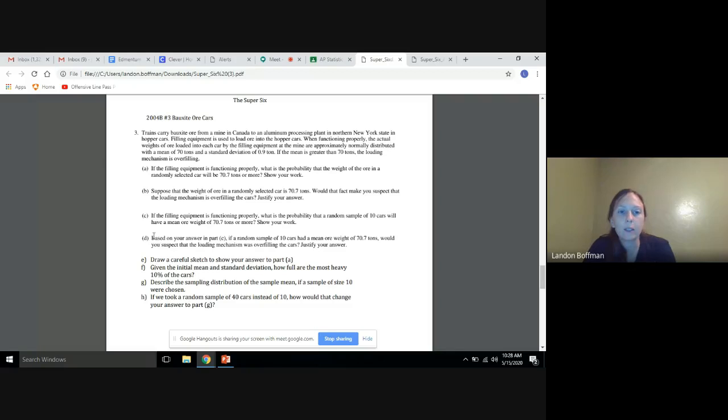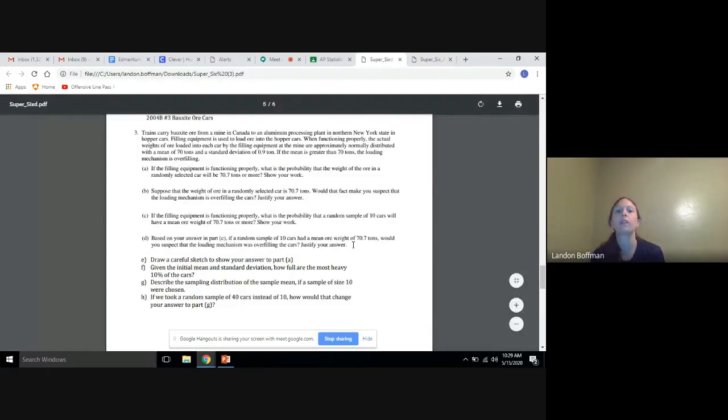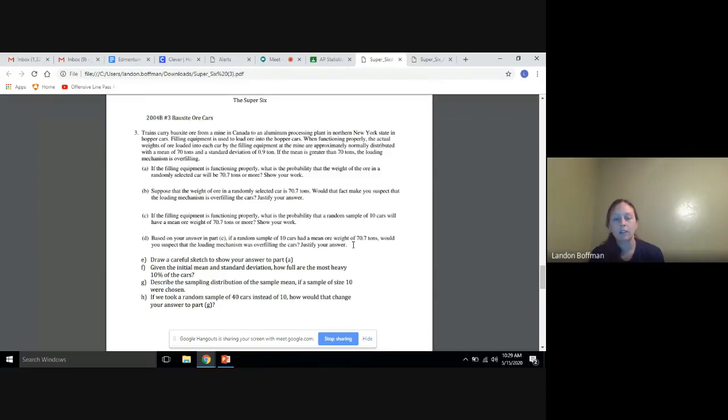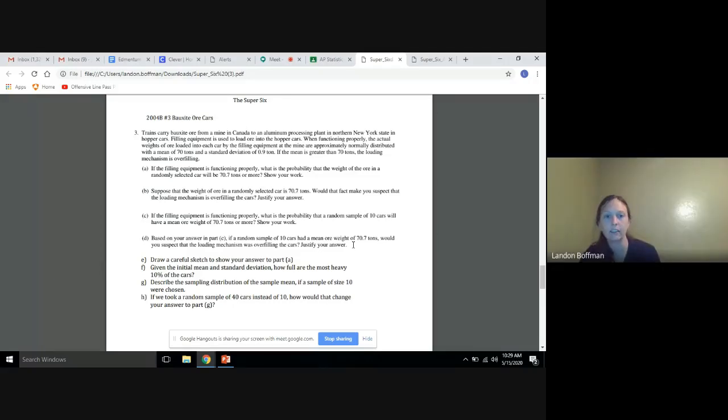So I guess that kind of leads into part D. Based on your answer in part C, if a random sample of 10 cars has a mean weight of 70.7, would you suspect that the loading mechanism is overfilling? Justify your answer. So now that we know the probability of that happening is 0.007, how would y'all answer that? Yes, since there's less than a 1% chance of it happening. Exactly.